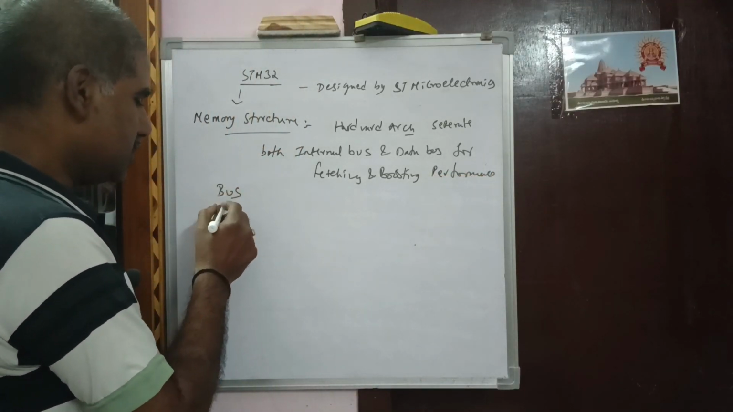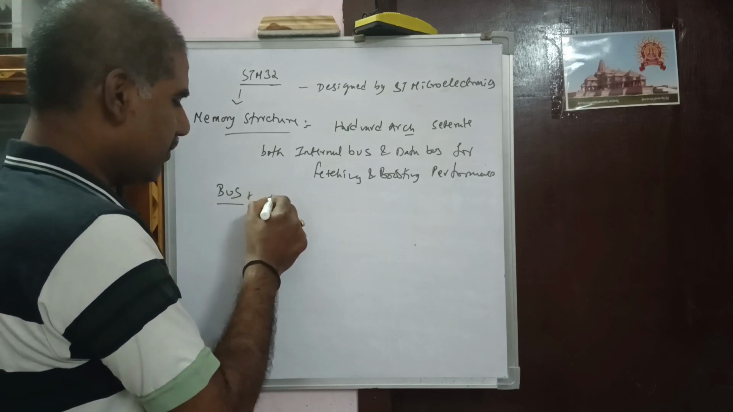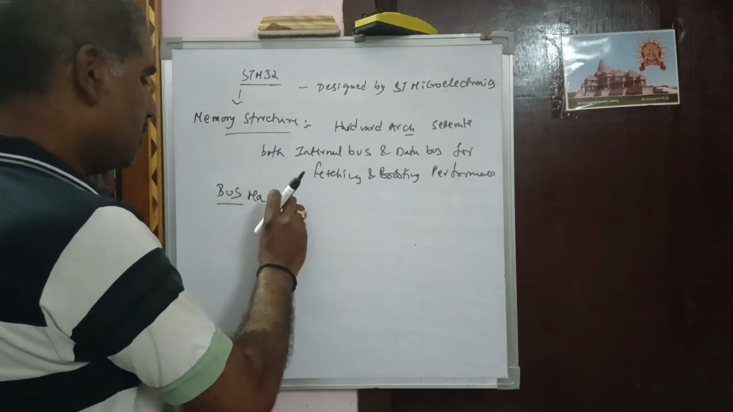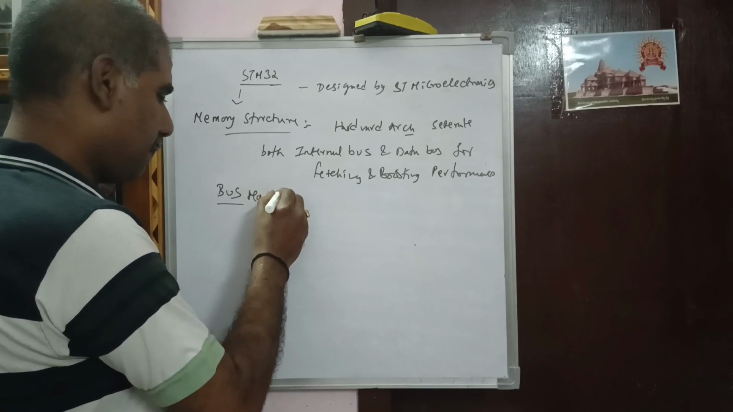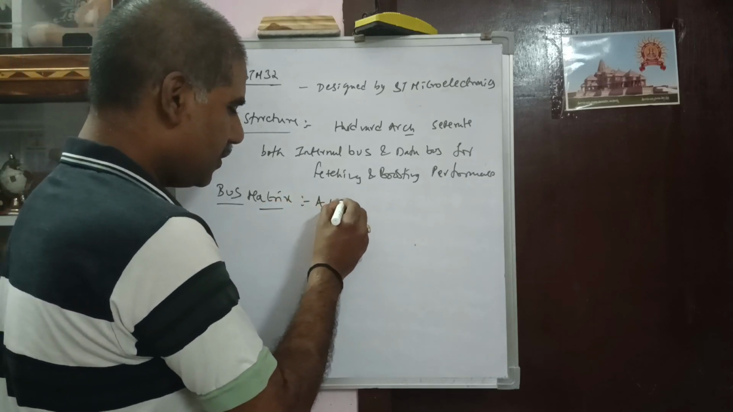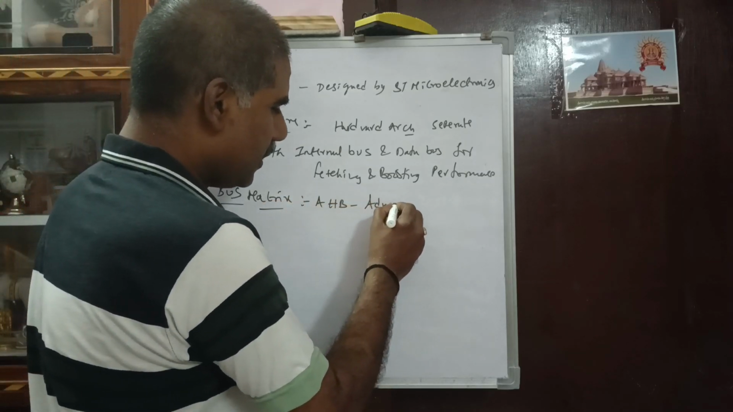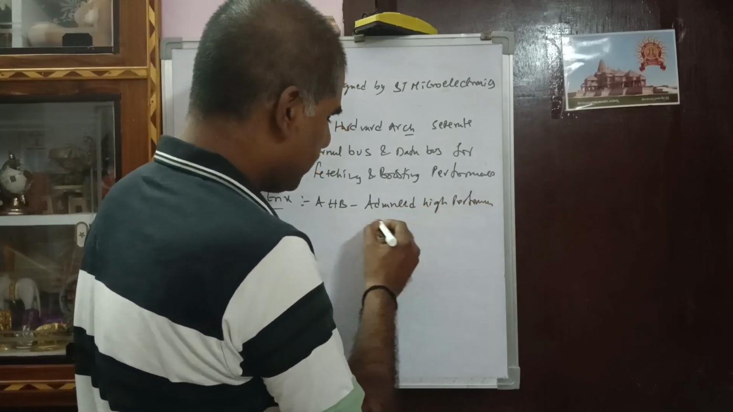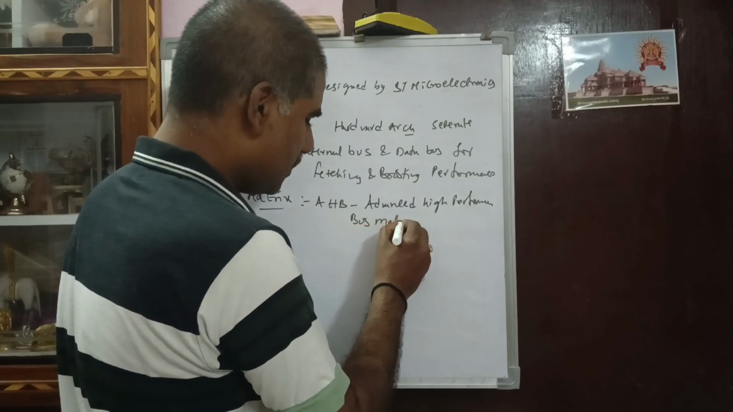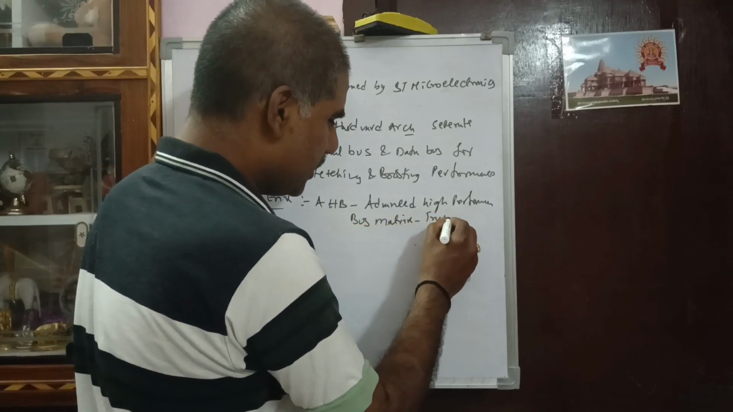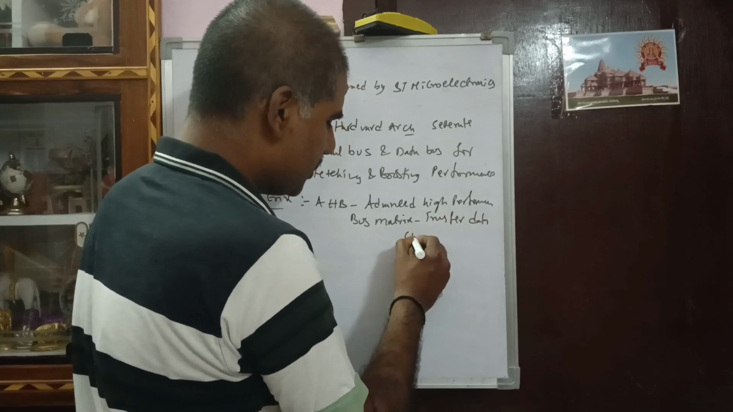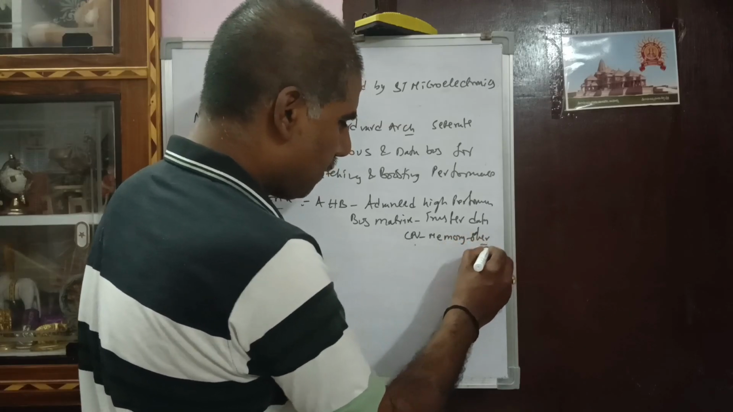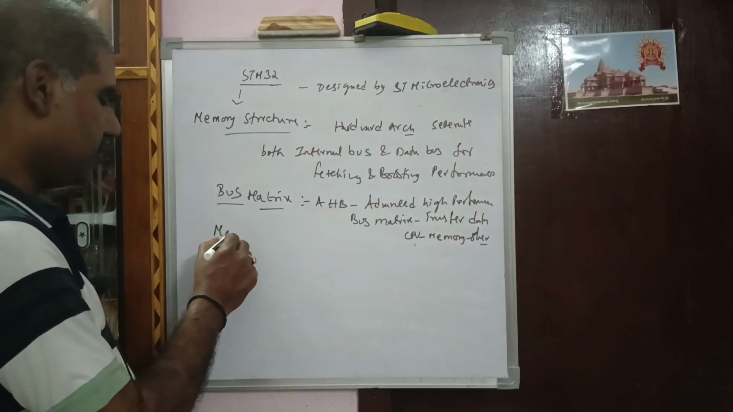Next one is bus. It is called the bus matrix. Bus matrix means AHB, an advanced high performance bus matrix, to transfer data from CPU to memory as well as peripherals.